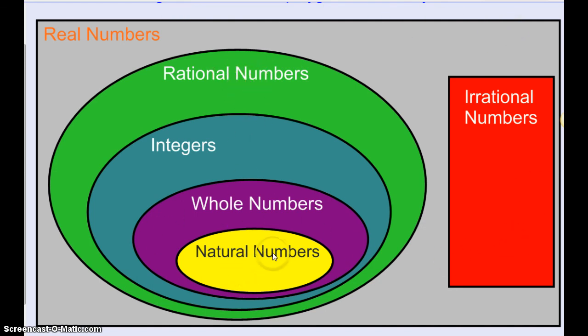Natural numbers are your counting numbers, so 1, 2, 3, 4, 5. Whole numbers are the natural numbers plus what? Do you remember? 0. So 0, 1, 2, 3, 4, 5. No decimals in any of these. Integers are the whole numbers plus their opposites, so -1, -2, -10 bazillion.